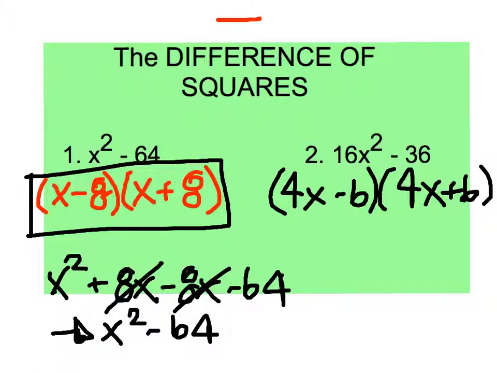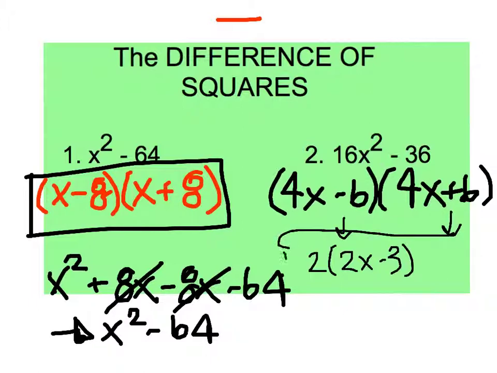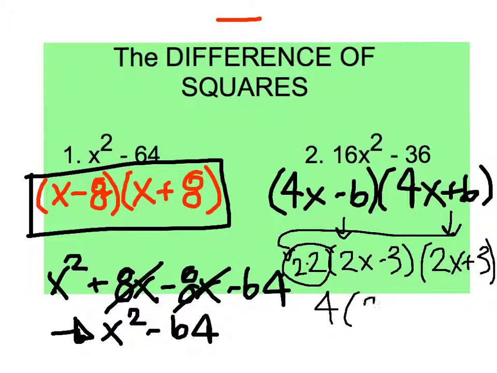So when I do that, when I factor my first binomial, it's going to look like this. 2 times 2x minus 3. Then I can factor another 2 out of my second binomial. So I'm going to put that other 2, my greatest common factor 2, out front. I'm going to multiply it by my original 2 that I took out. So that's going to be 2x plus 3. So now I just have to simplify my 2 times 2. So I'm going to have 4 times 2x minus 3 times 2x plus 3.